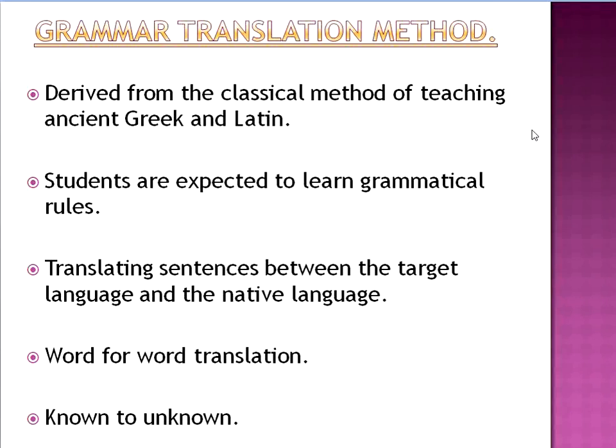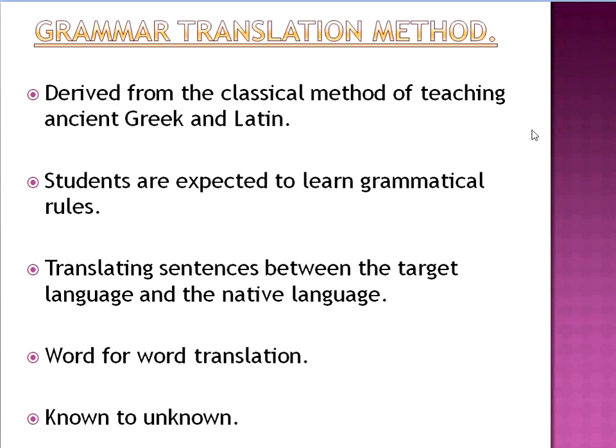What are the points? Number one, derived from the classical method of teaching ancient Greek and Latin. Number two, students are expected to learn grammatical rules. Number three, translating sentences between the target language and the native language. Next one, word for word translation, and the last one is known to unknown. So let us discuss one by one. What is the first point?